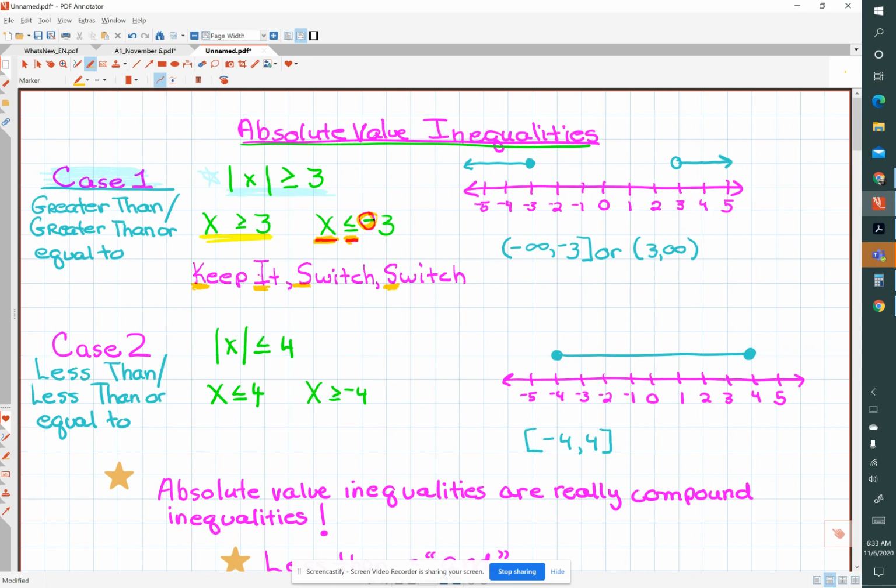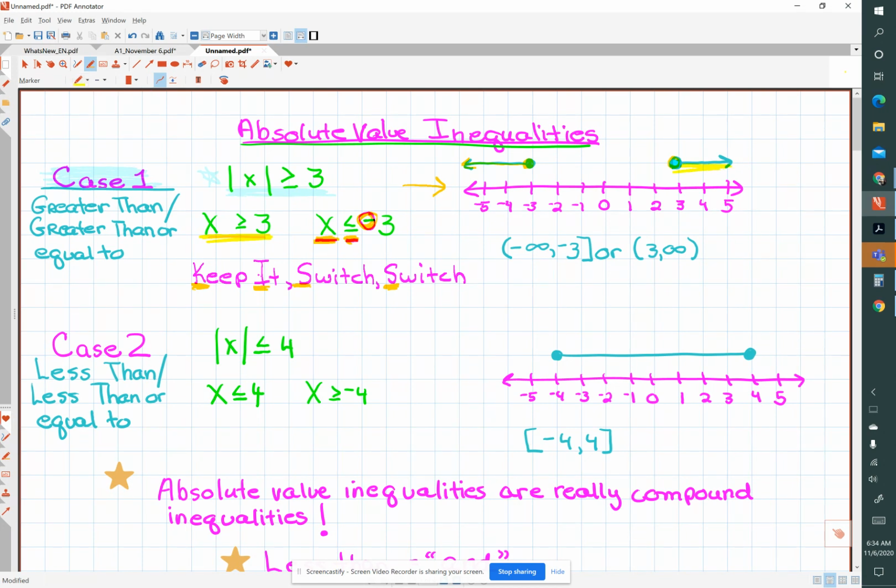So that leaves us with x is greater than or equal to 3, x is less than or equal to -3. When we graph it, here's our x is less than or equal to -3. On this side, open circle. Well, that should be closed. Let's fix that. There we go. X is greater than 3 on this side.